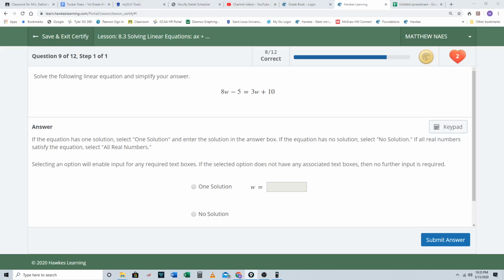All right, let's look at this. So we are going to subtract the smaller one now. So minus w. 5w minus 5, 10. Add 5, 5w, 15, divide by 5. One solution, w is equal to 3.